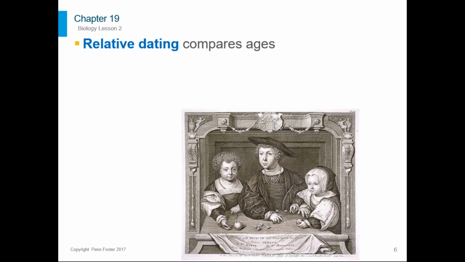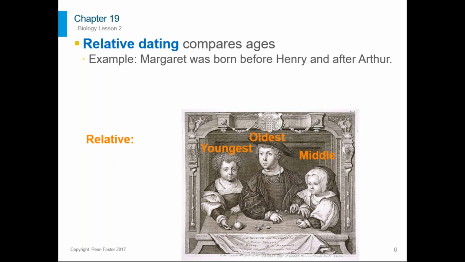Now, to figure out the fossil record and the history of life on Earth, we kind of have to figure out how old things are. And there are two ways to describe how old something is. So we have relative dating, which compares ages. It compares it to something else. So, for example, we could say Margaret was born before Henry and after Arthur. So we know who was the oldest, the youngest, and the middle. And we could do the same thing with fossils and look at whether some are older or younger than others.